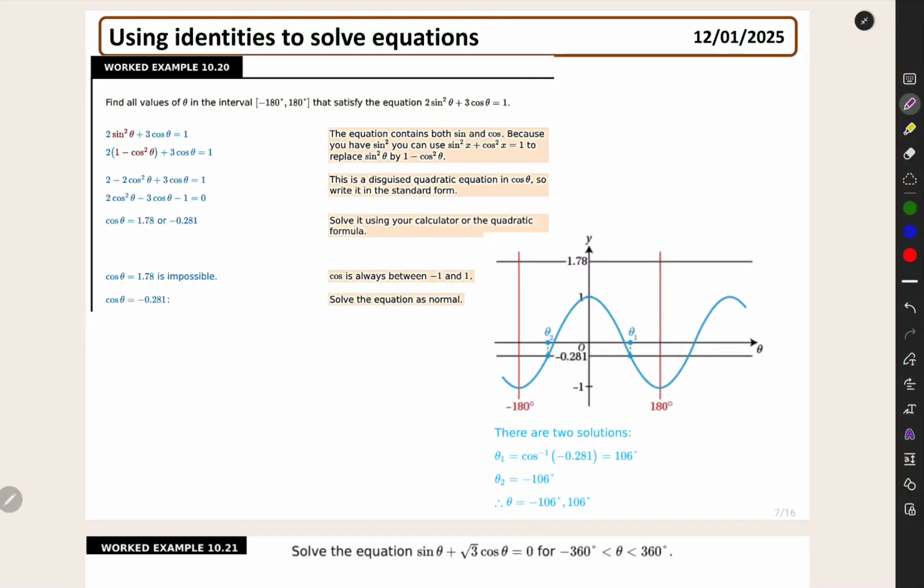Using identities to solve equations, and specifically trigonometric equations.